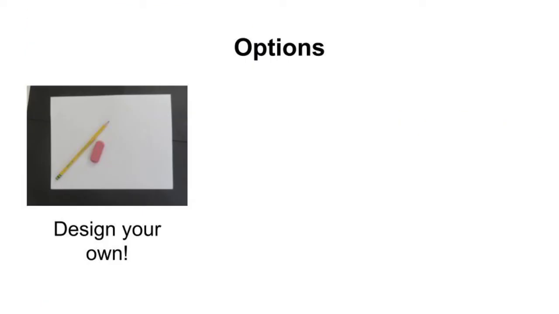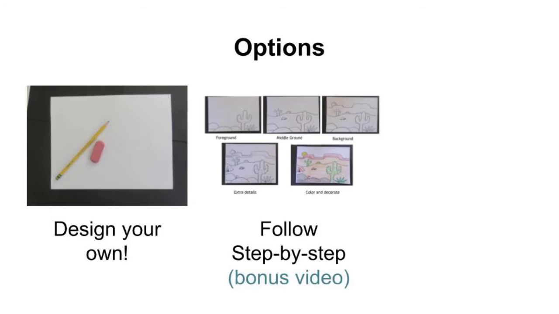For this project, you have two options. You can design your own and just go for it. Or you could follow some step-by-step landscapes that we have at the end of this video. There are 5 landscape scenes. You can pick one and use it to help you get going. You're always free to vary it as you wish.